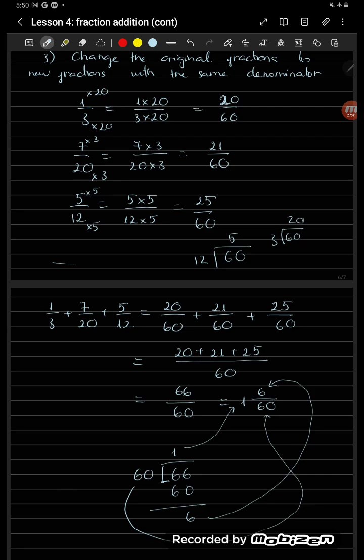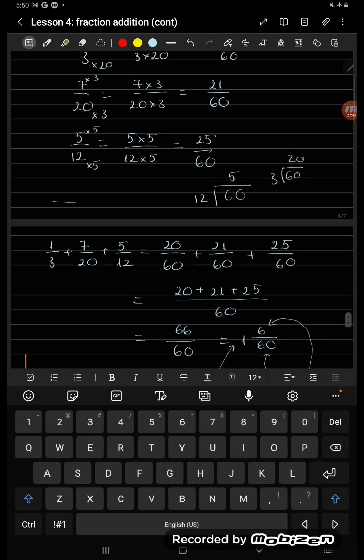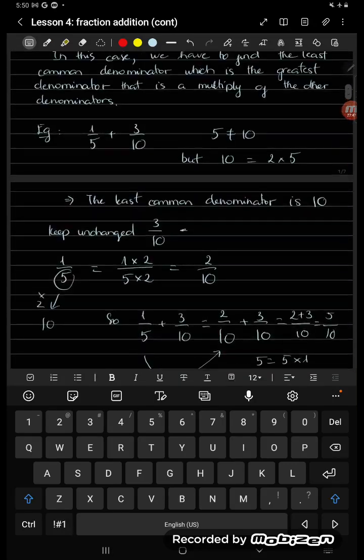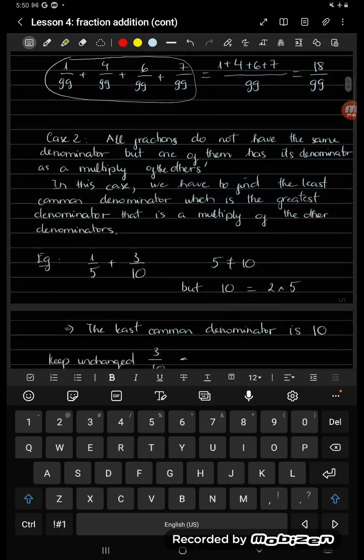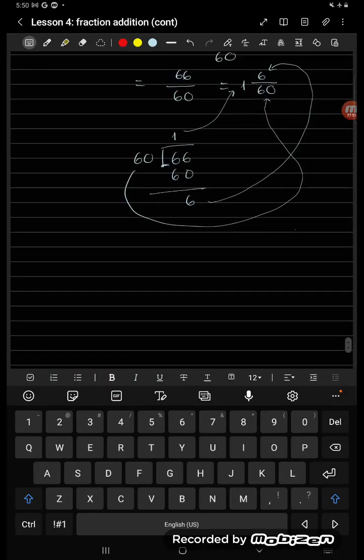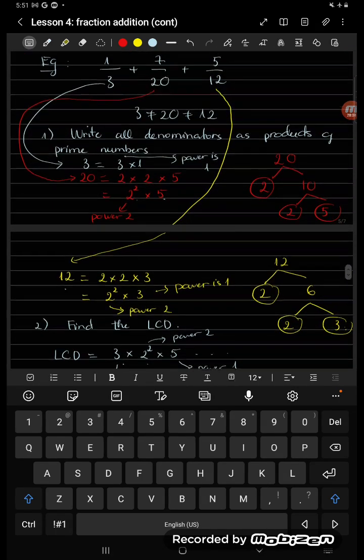Okay, so hopefully the fraction addition lesson today is helpful to you guys. So next time we'll do addition of mixed numbers, but for mixed numbers it's just the same way to do it. The only difference is the whole number part. Okay, but we'll talk about it in the next lessons.